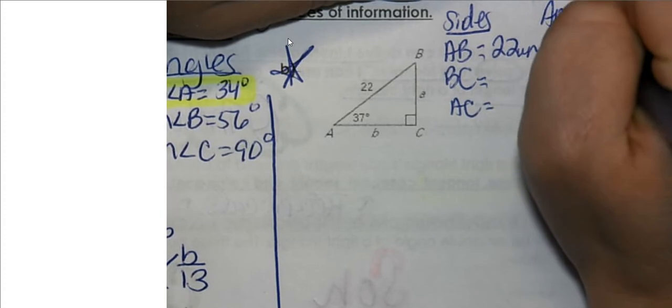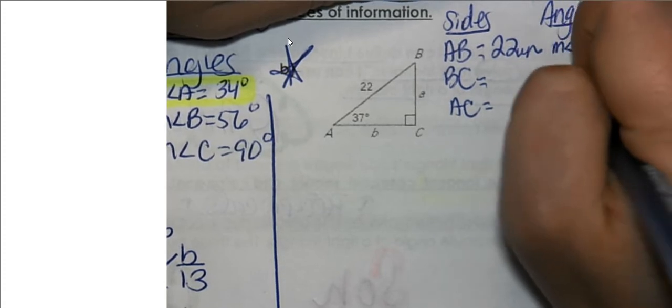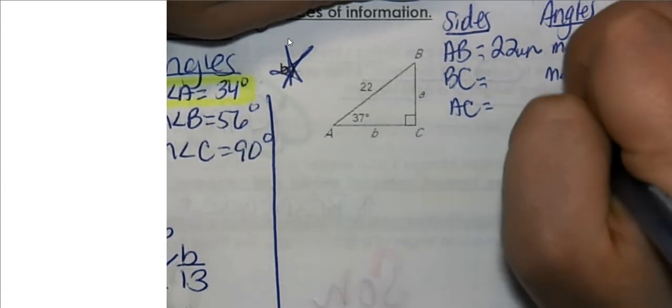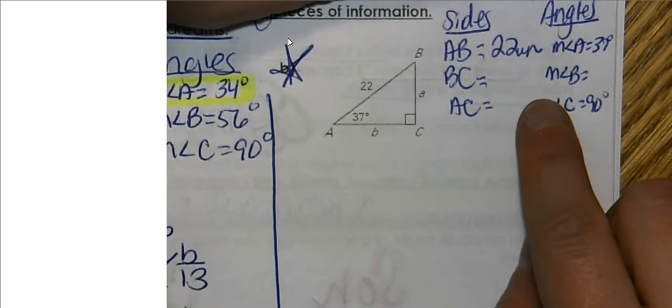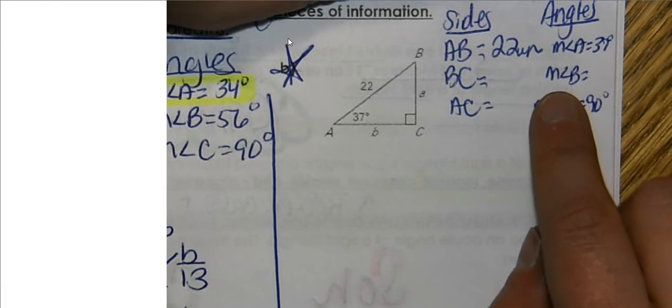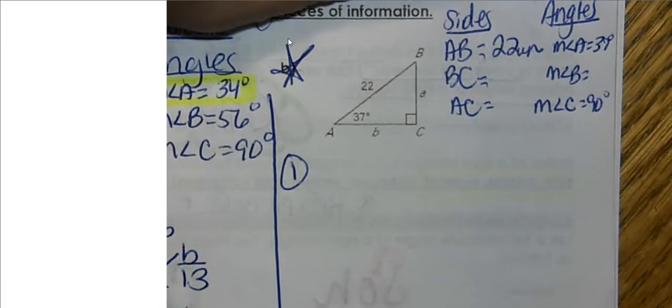I have the measure of angle A, which is 37 degrees. The measure of angle B, I do not know yet. And the measure of angle C is equal to 90 degrees. So the thing that would probably be the easiest to find first would be the measure of angle B, because it's simply a missing angle measure.